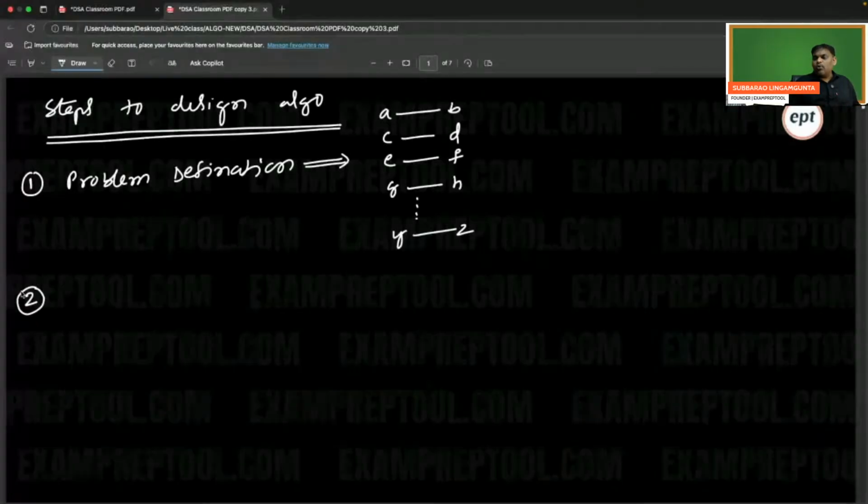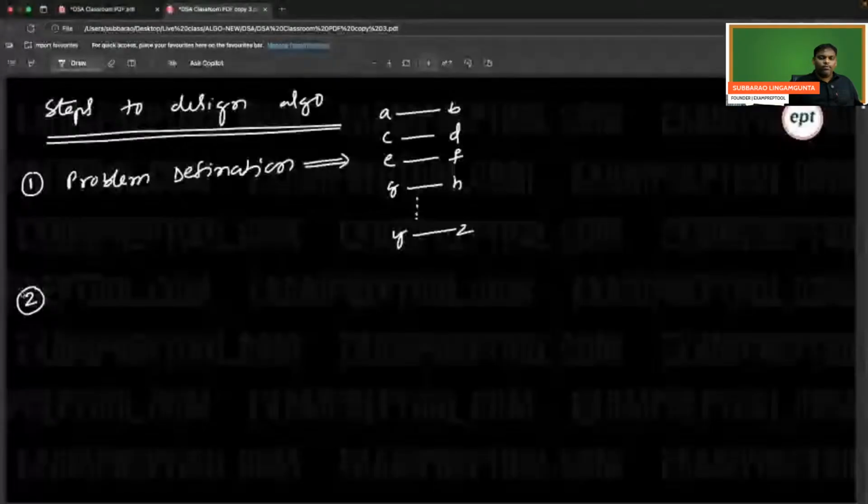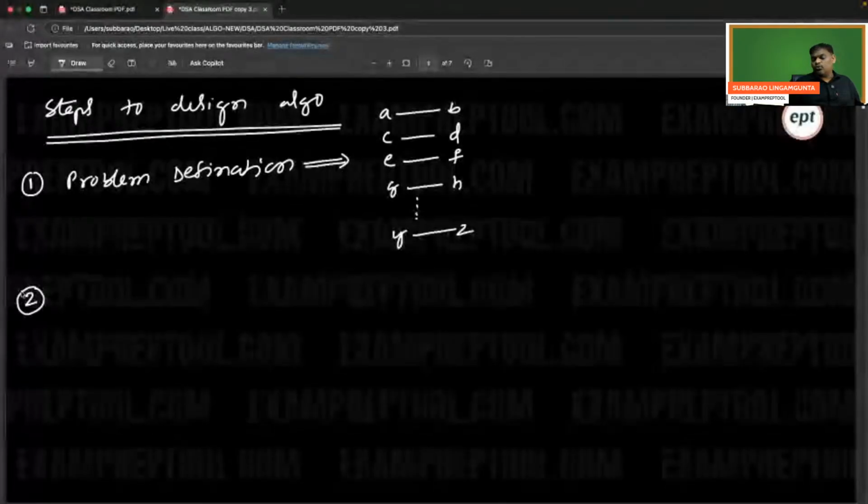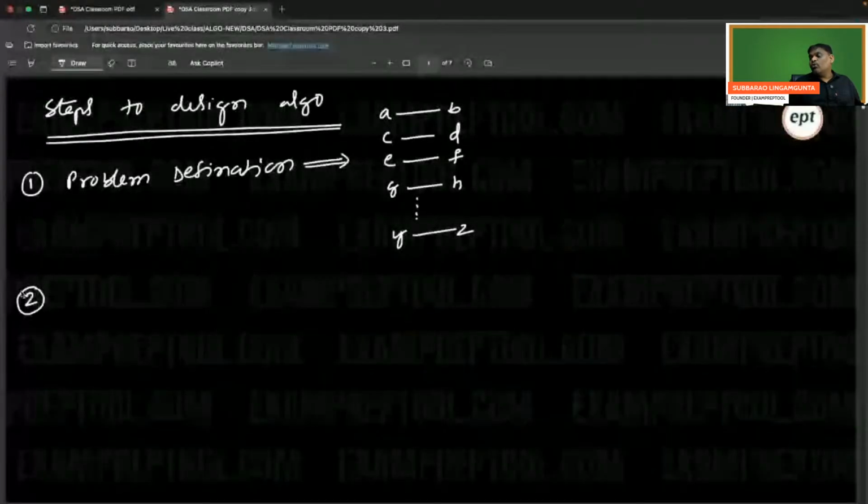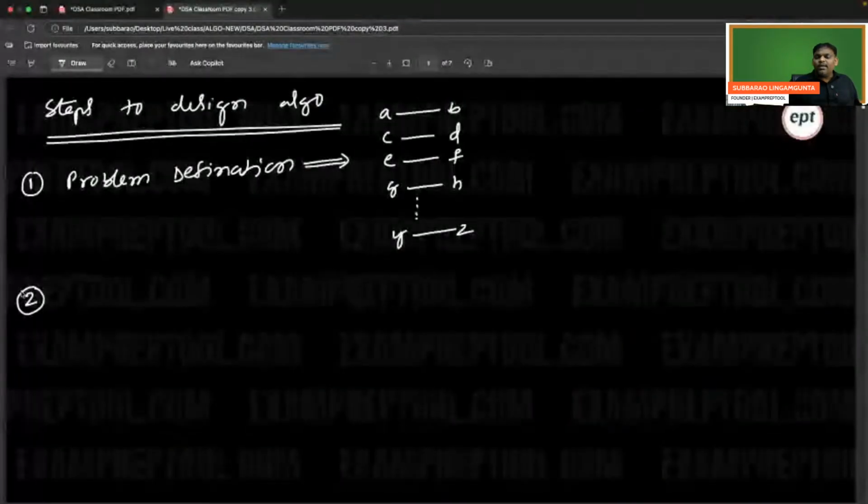First step, knowing the problem clearly: problem definition. Problem definition is nothing but knowing, for every input, what the output should be. Suppose for one of the inputs you don't know the output, it means the problem is not clear. You are not clear with the problem.